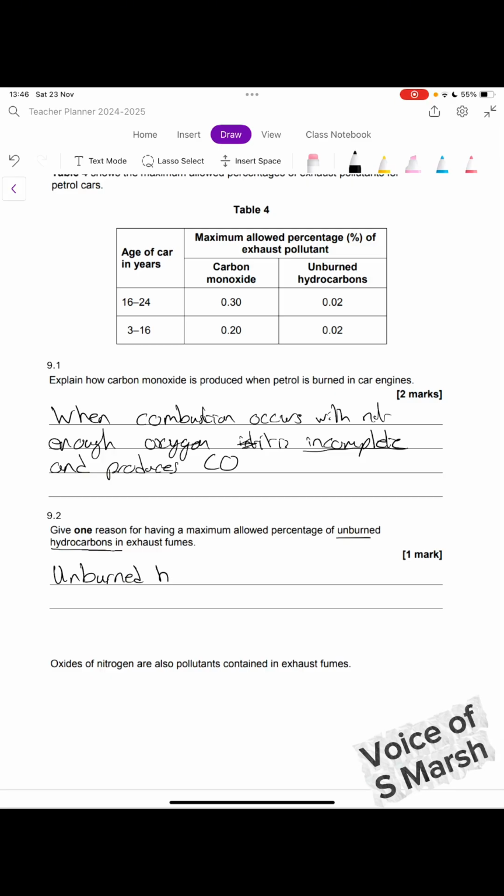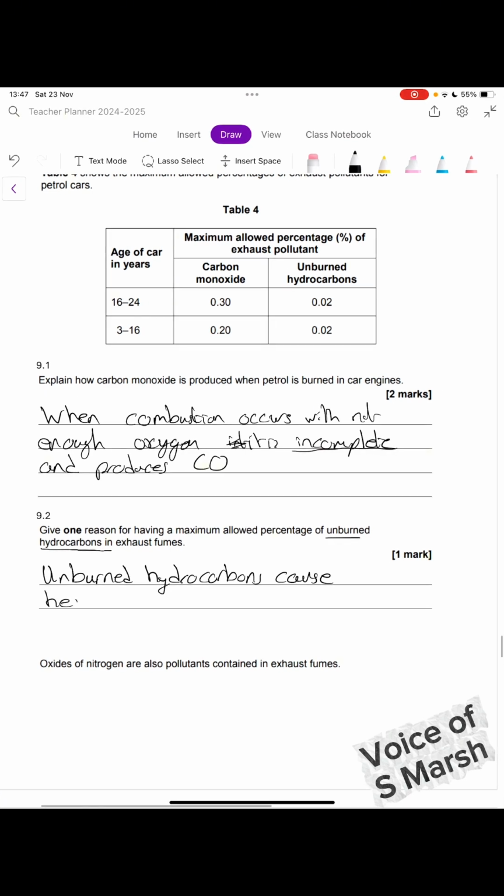Unburned hydrocarbons cause, and you could just say health concerns. You can actually just say health concerns. But I actually specifically would say asthma. You could also say breathing difficulties. There's actually quite a wide variety of different things that you could say there. Okay, health problems, health concerns.